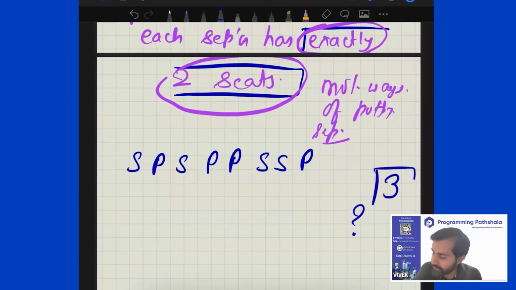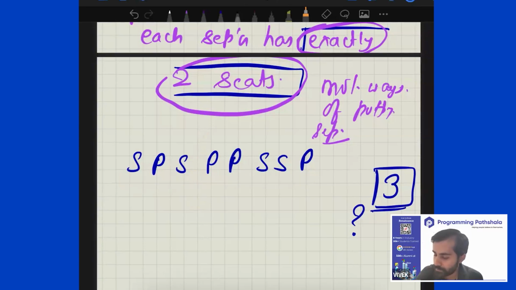How many of you agree with three? Okay, so I believe those of you who are saying three are saying so because you are saying that, hey, I can put my first separator here. If I do so, then this will be the first area and this will be the second area, and both of them are having exactly two seats.